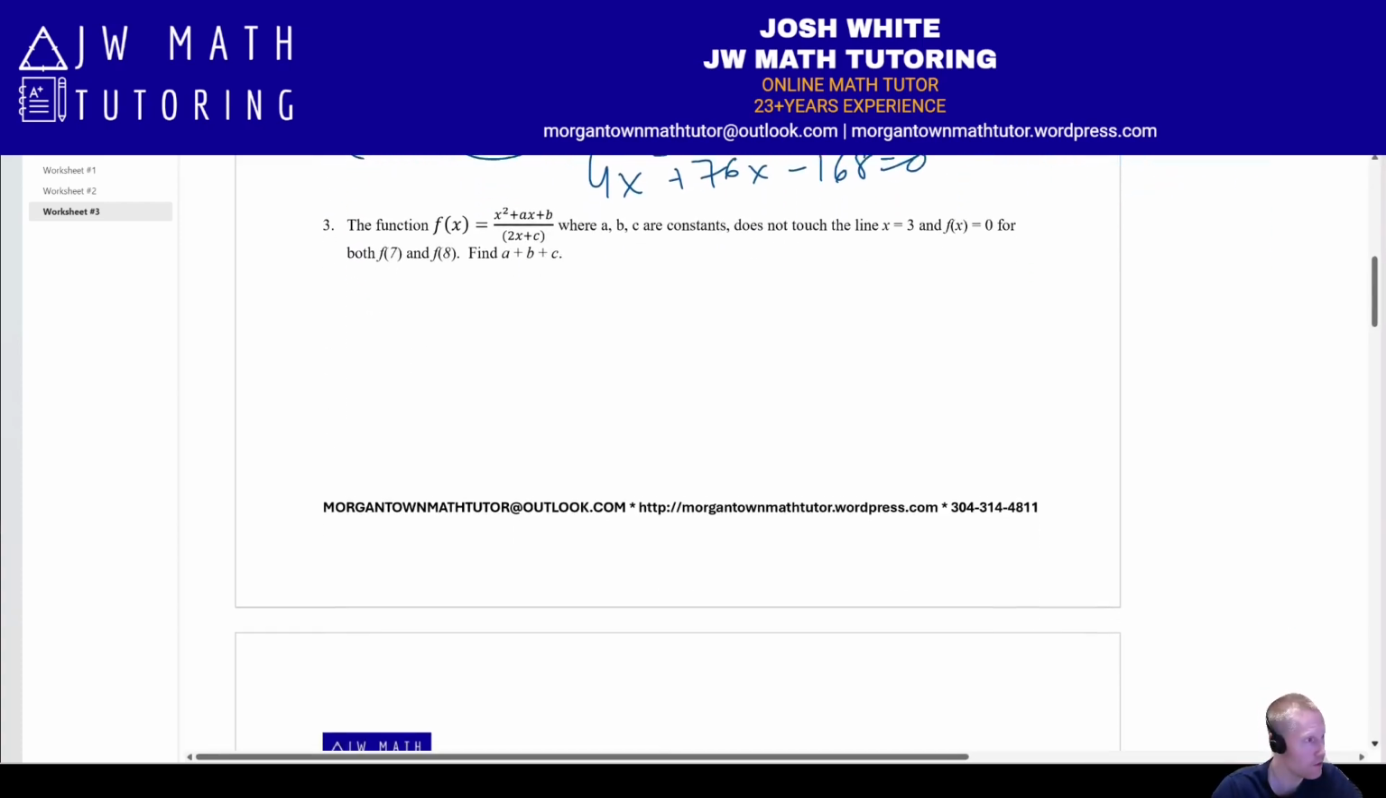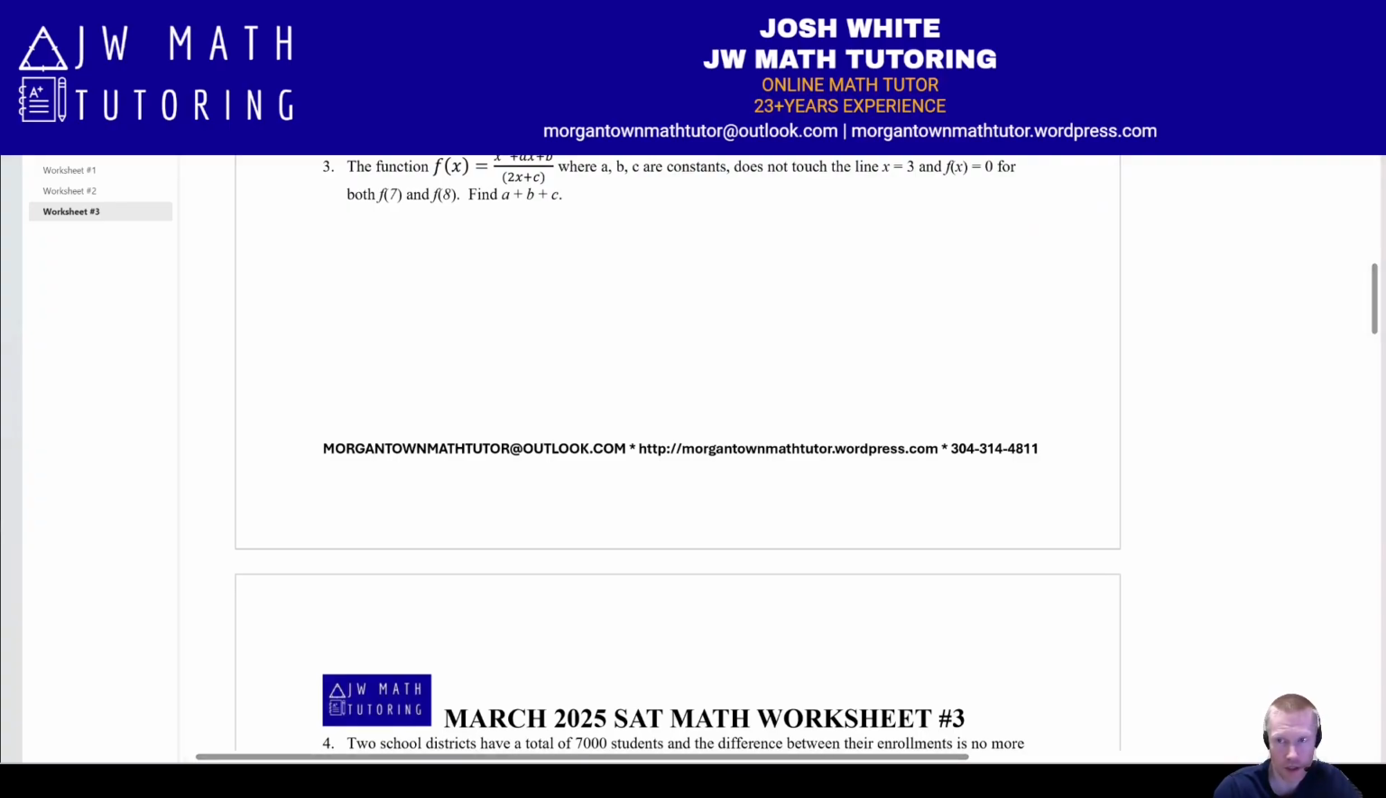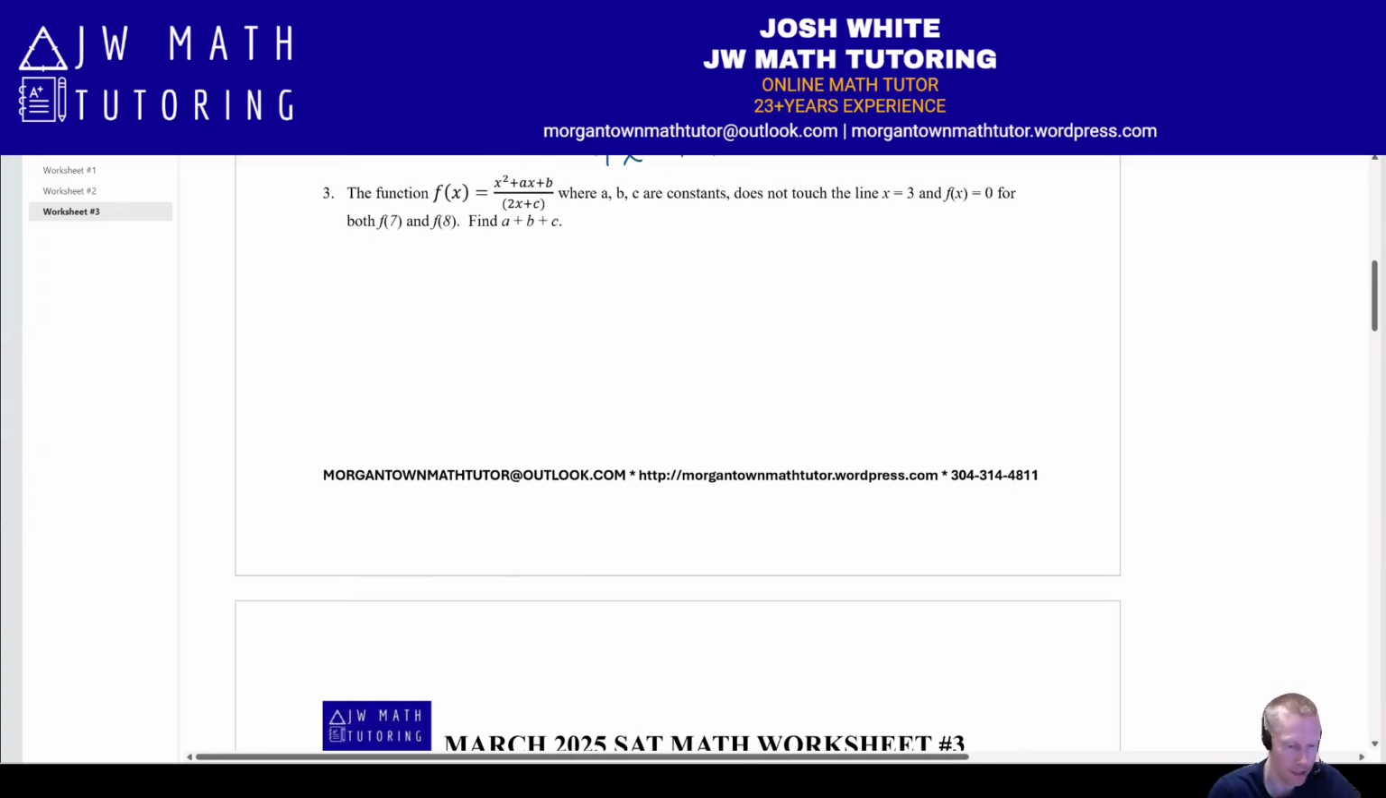All right, next up, let's look at question number 3 here at the bottom of the page. So here you have an expression, basically a rational function. They tell you that this graph does not touch the line x equals 3. I don't know if that's the exact wording they used on the test. I mean, that's what people mentioned.